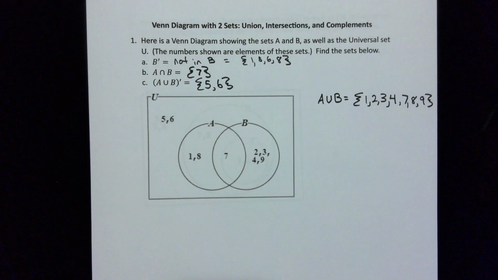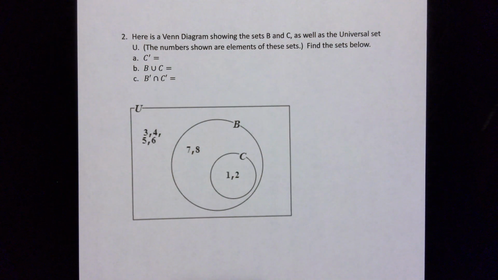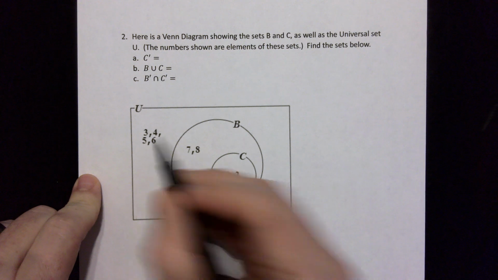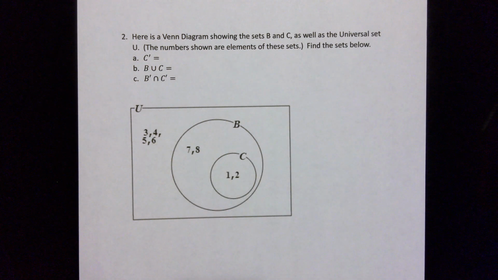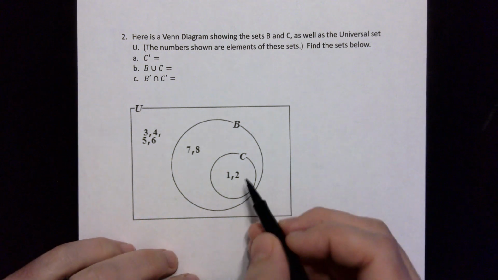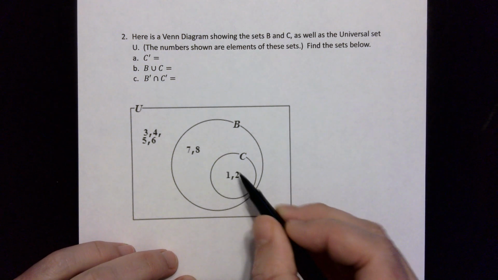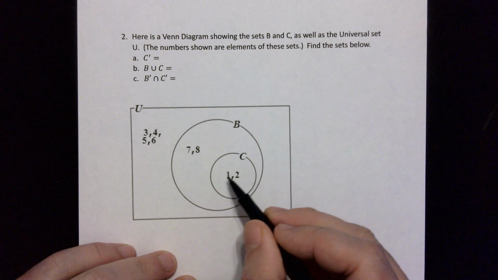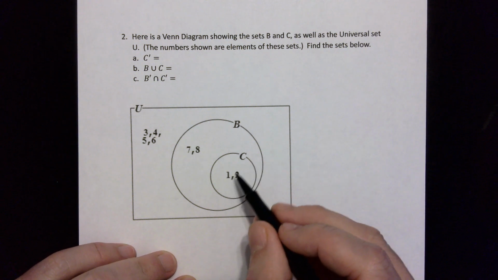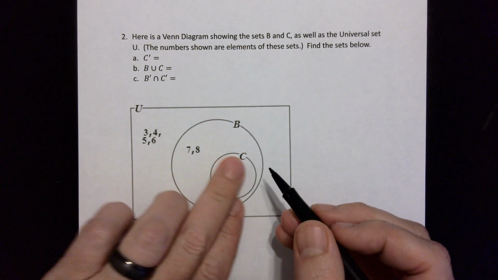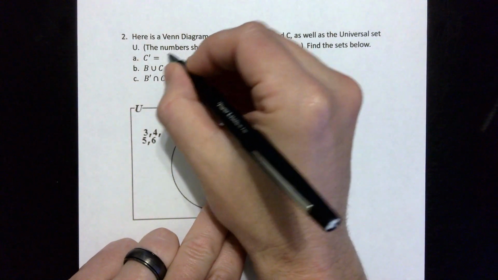Let's look at the next problem. So we've got the sets B and C here. And the universal set, of course, contains everything. And again, we have 1, 2, 3, 4, 5, 6, 7, 8. So we have 1 through 8 this time. The first question is find C complement. So C complement is everything not in C, everything not here. The only thing here is 1 and 2, so C complement is everything not 1 and 2. So cover that up, write down everything else.